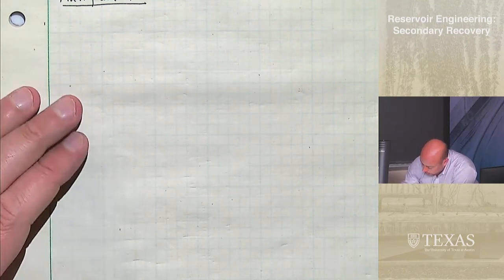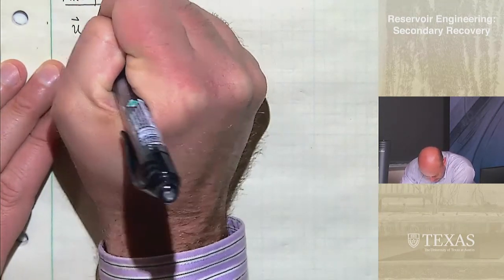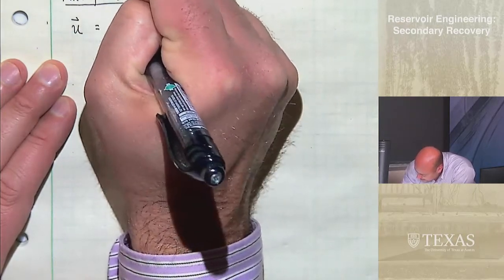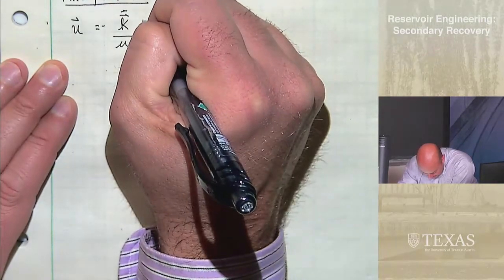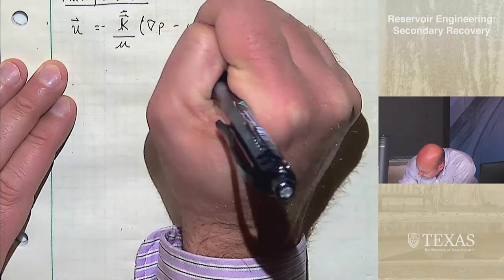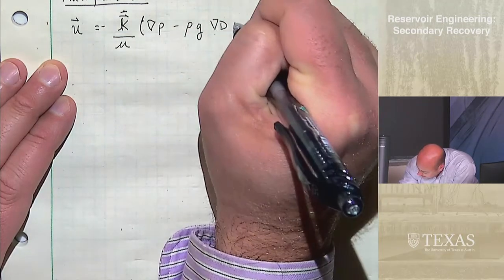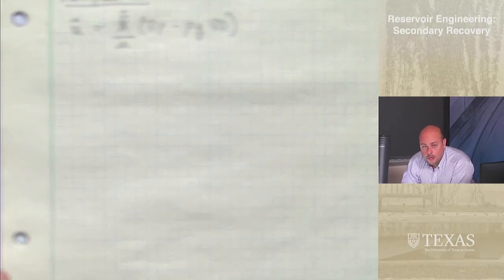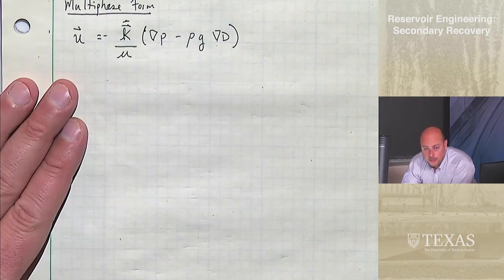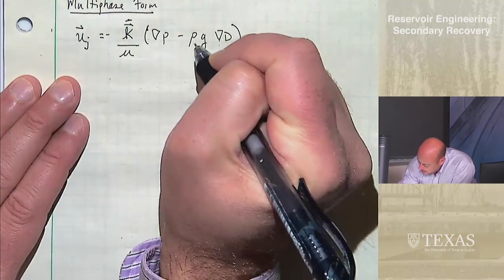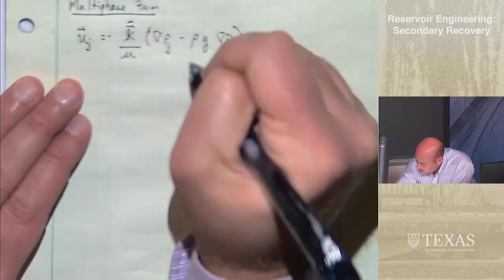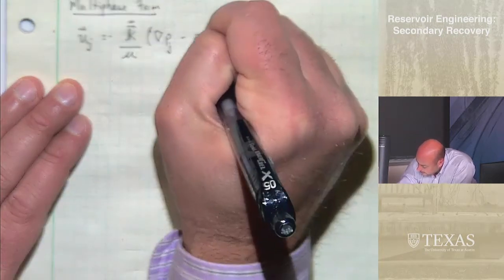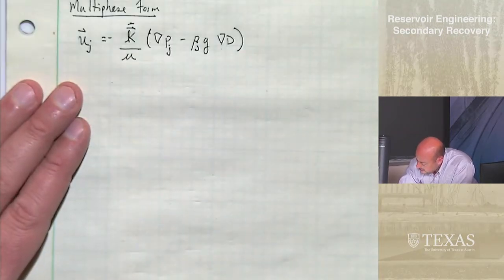The multi-phase form looks a lot the same. Remember we had mu is equal to K, and a minus there, over viscosity times grad P minus rho g grad D. That was the single phase form. We're going to correct this for multi-phase. First off, the phase could be oil or water or gas. We're going to denote the phase by J. So the velocity is going to be different for the different phases. The pressures of each phase might be different, and the densities of each phase will most definitely be different. So that's what that subscript indicates.